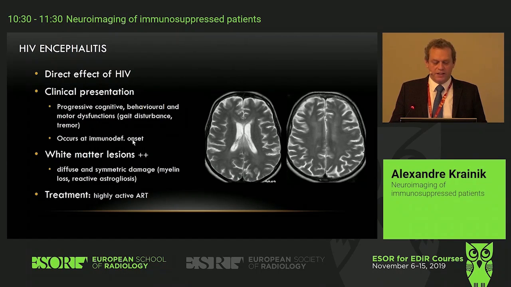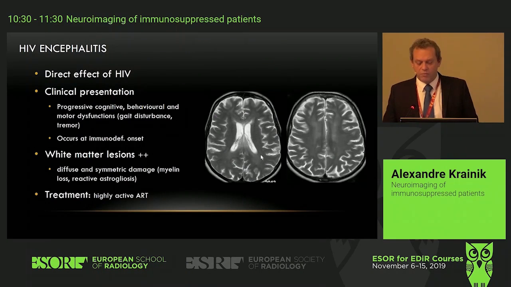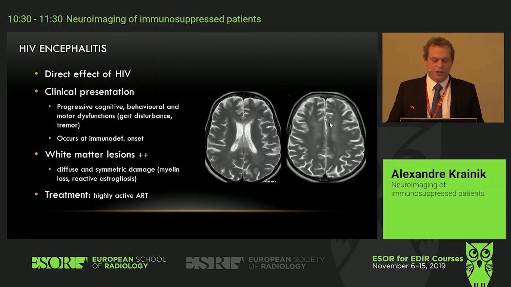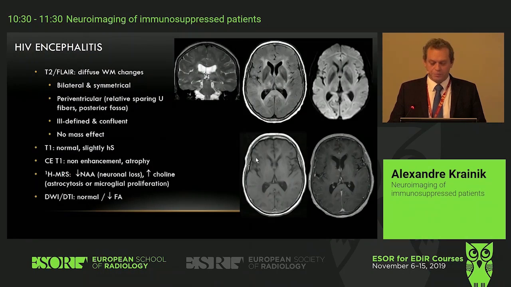Usually it occurs at the immunodeficiency onset, and it consists of white matter lesions. I hope that you see this subtle white matter lesion here, very close to the ventricles, here and here. Usually it's diffuse, symmetric, and it implies a very highly active antiretroviral treatment.